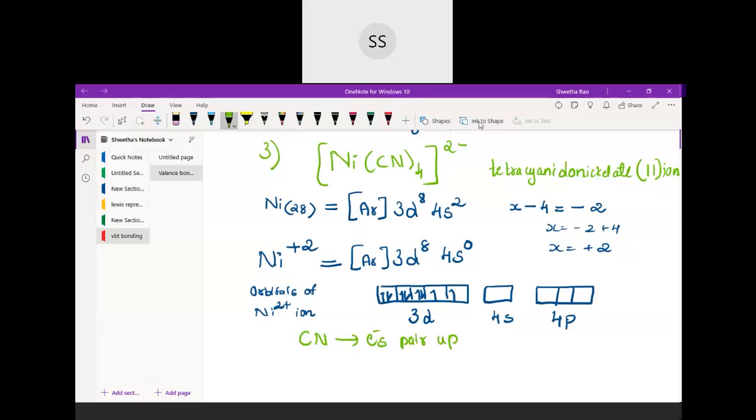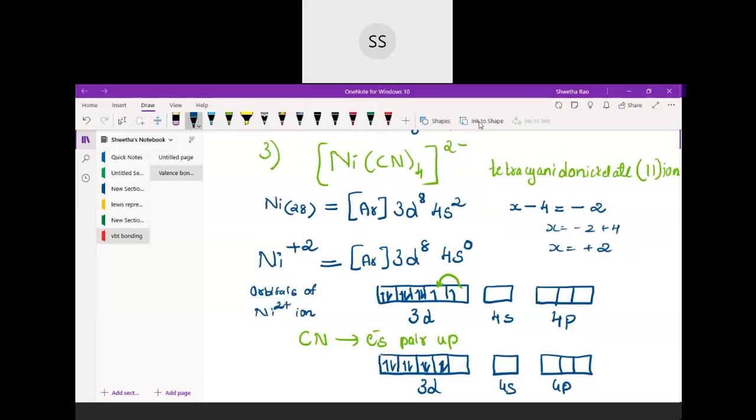So pairing up means the last electron, the one in the 5th orbital, will shift to pair up in the d orbital because of the strong field ligand. Then the orbitals I have to draw will be like this. I will get 4 pairs; already 3 pairs were there, so we get 4 pairs. One d orbital will be empty, and then you will have one s orbital, and then you draw the 4p orbital. So here this is 3d, this is 4s, and then 4p. You will get it like this.